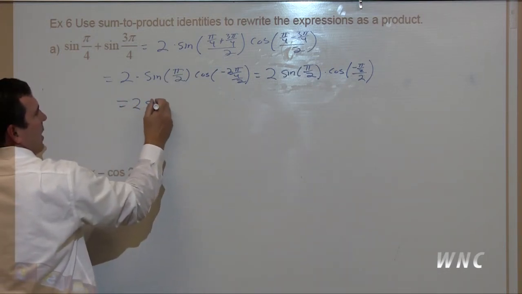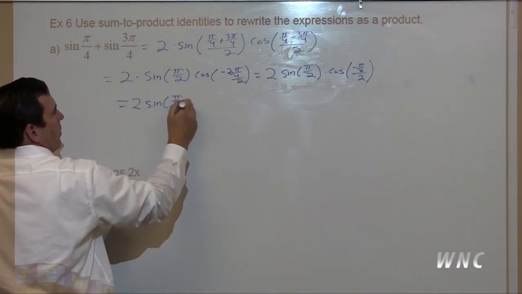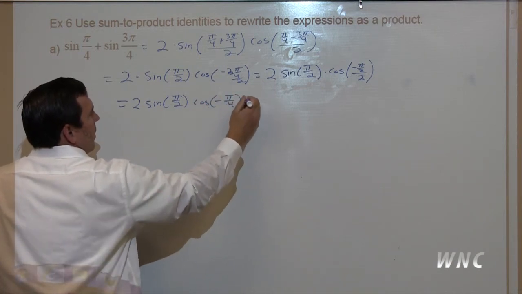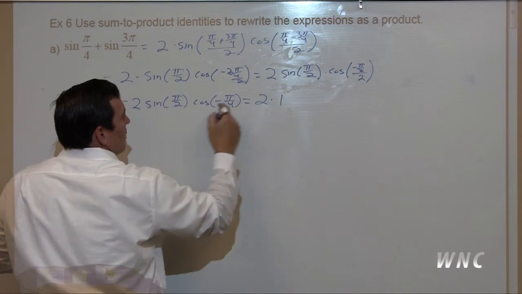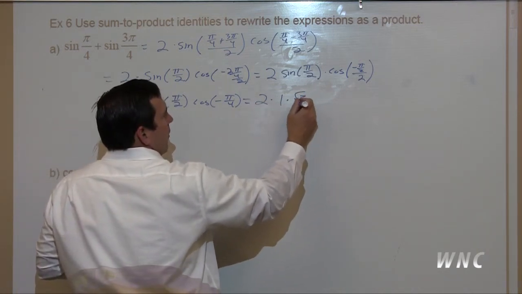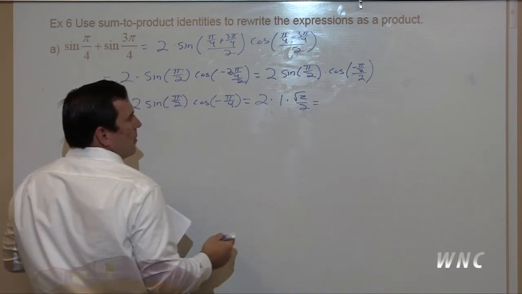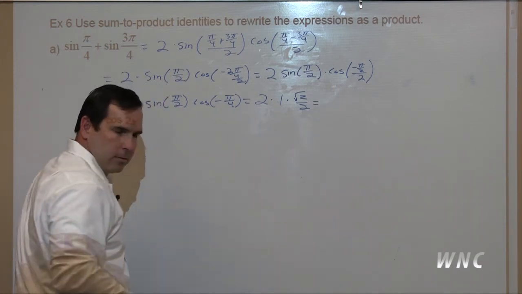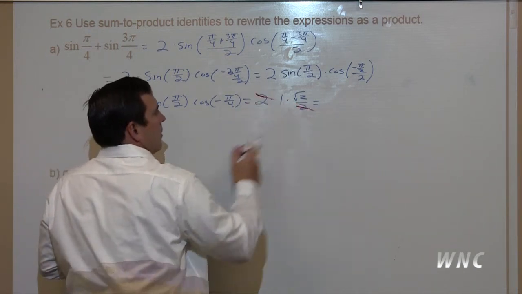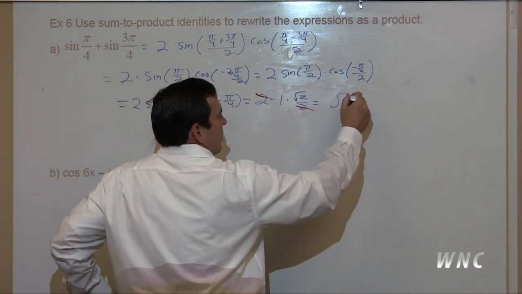So it's 2 sine of pi over 2 cosine of negative pi over 4. Well, sine of pi over 2 is just 1. Cosine of negative pi over 4 is square root of 2 over 2. So the 2's divide out. And we have the square root of 2.